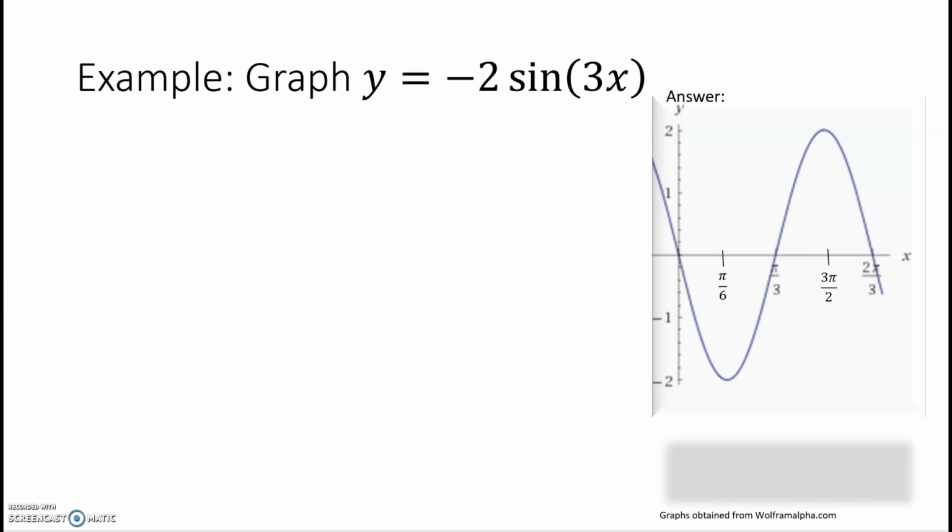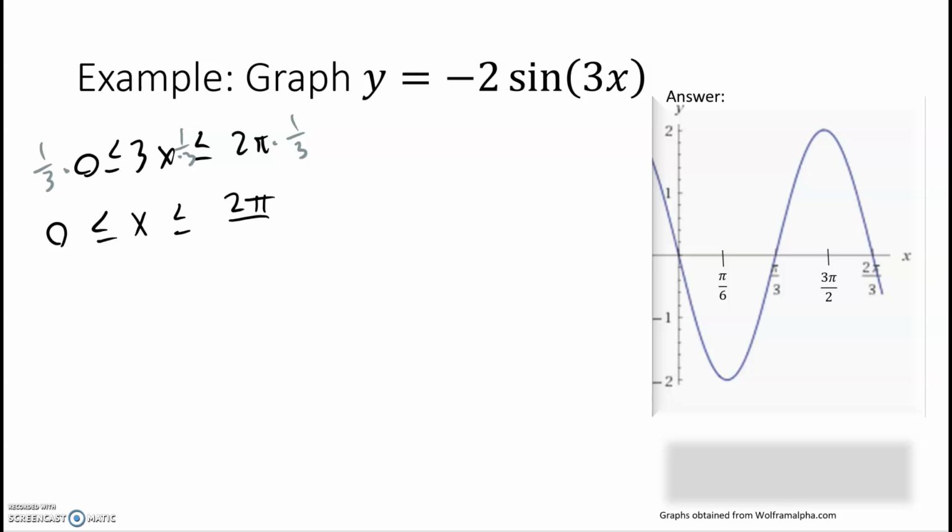Now we'll do the same process with this one. Whatever is in the parentheses, I'm going to put that between 0 and 2 pi. So 3x, put that between 0 and 2 pi, and then I'm going to solve for x, which means I need to divide each term by 3, which is the same thing as multiplying by 1/3. So I'm going to multiply by 1/3 to each term. That's going to be 0 on this side, this will just be x, and then I'll have 2 pi over 3.